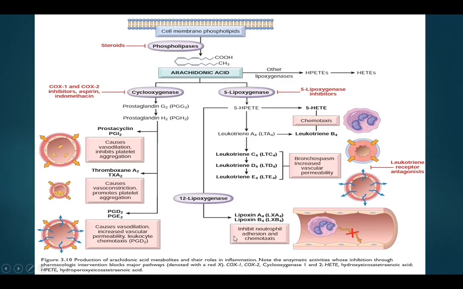This HETE is hydroxy-eicosatetraenoic acid. It is produced during this reaction. So these are the ones produced in this LOX pathway.